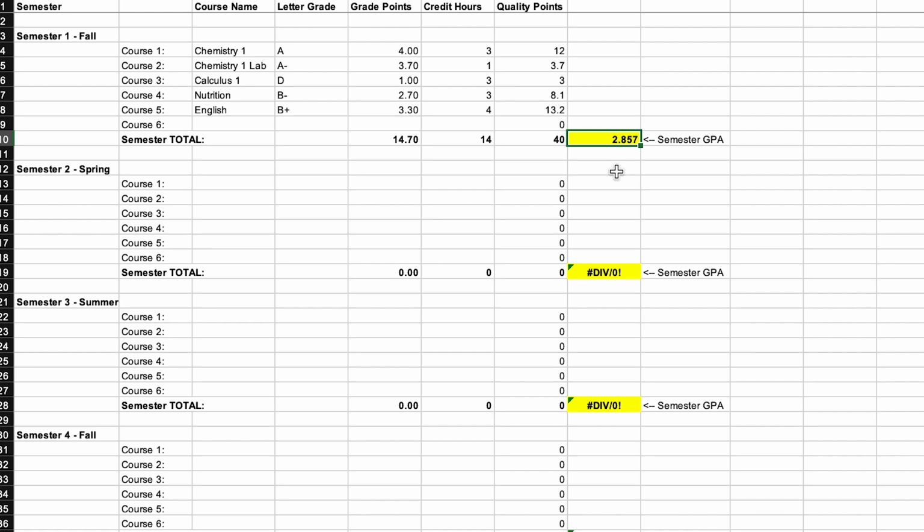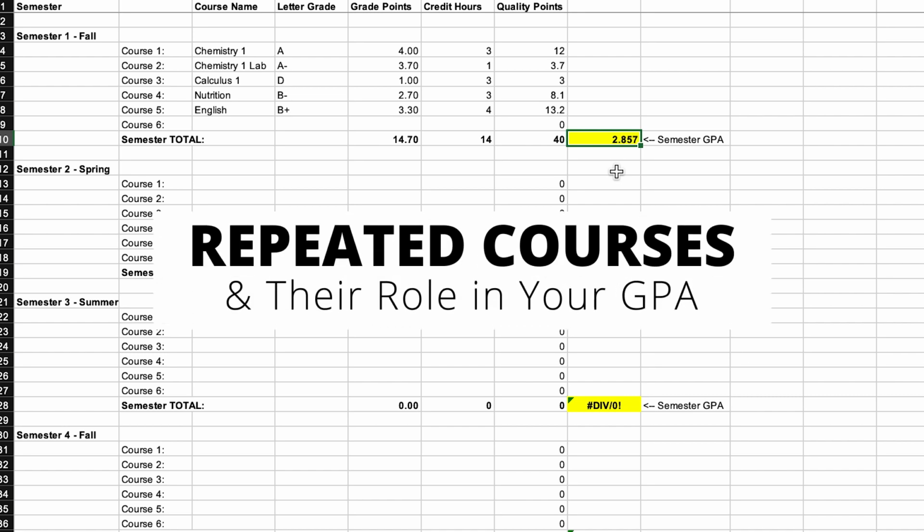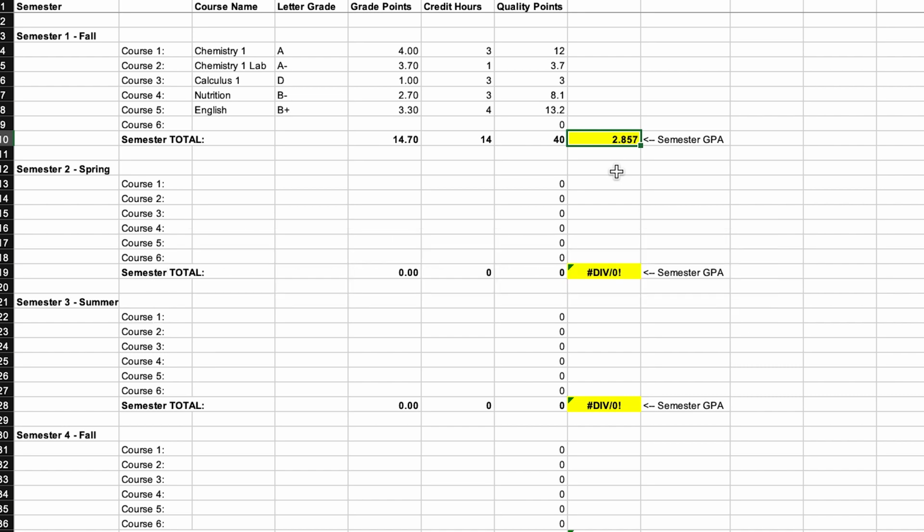So first, let's talk about repeated courses. If you took the same course twice, then both the first grade and the second grade will be included in the AADSAS GPA calculation. In other words, both grades will be included, even if the original grade you received for that course is not included in your calculated GPA in your school's transcript, because again, AADSAS uses their own way of calculating your GPA. They don't just follow how your school calculates your GPA.